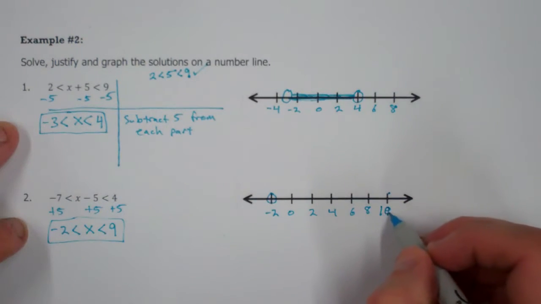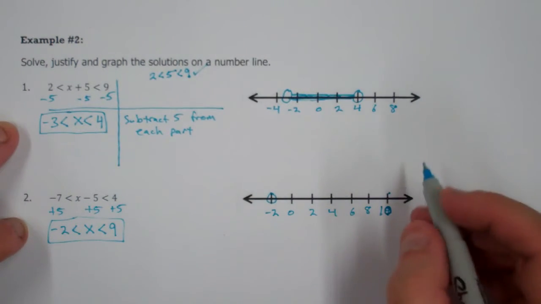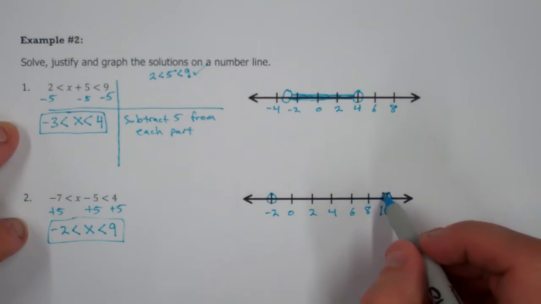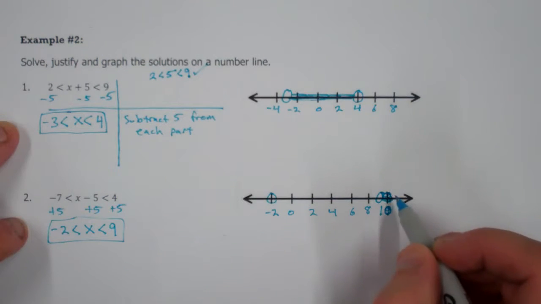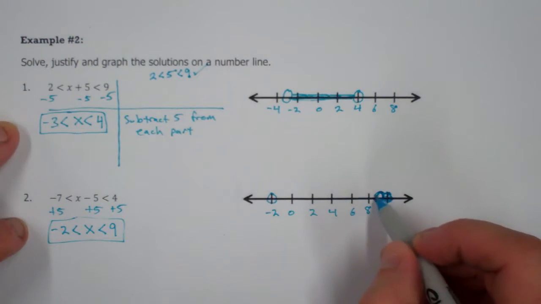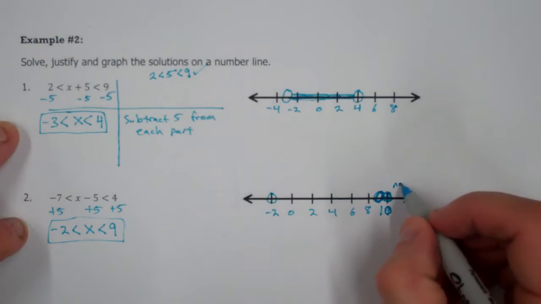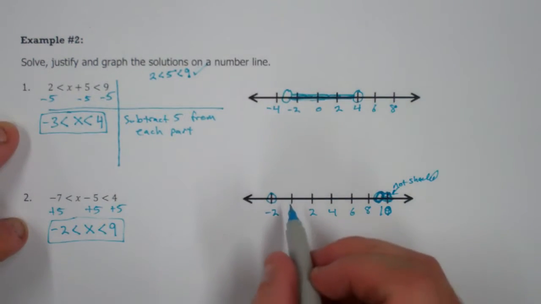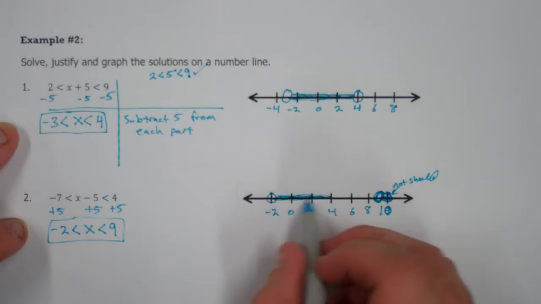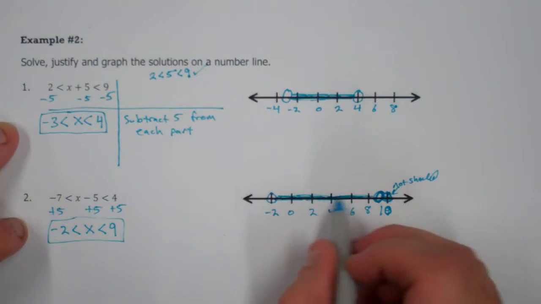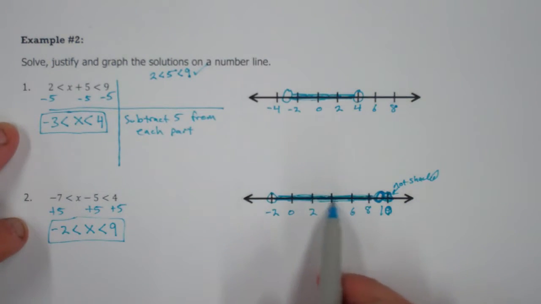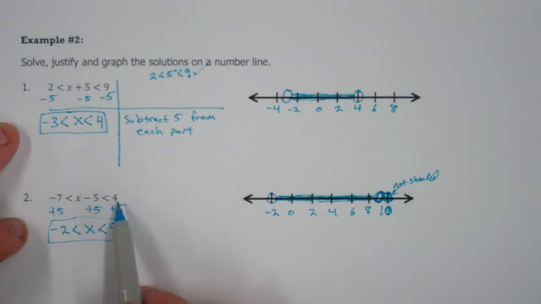Oops, that should be a 10 there, sorry. Got to keep the interval the same. And I messed that up. It's got to be right here. Sorry about that. So right here, this is not shaded. So I'll write a little note here. Not shaded. Made a little mistake. And then we're going to shade in right in here in the middle. All these values of x will make this inequality true.